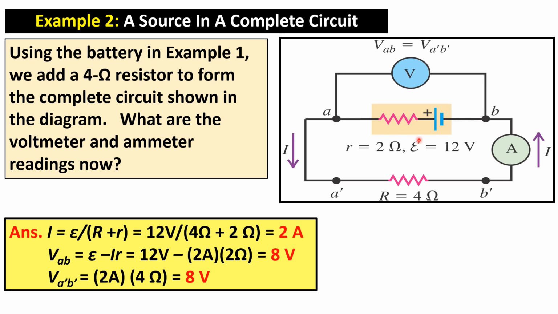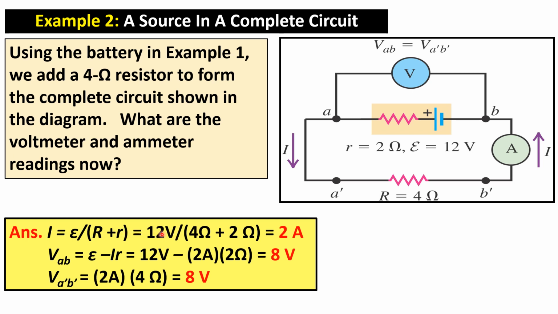Now, we will analyze and answer the questions. In the presence of the external resistor amounting to 4 ohms, we now have two R's, the small r and the big R. How do we determine the voltmeter and the ammeter reading now? According to our solution here, the formula that we are going to use is the formula for finding the current, capital I, which is equal to the EMF divided by the sum of the two resistances, the big R plus the small r.